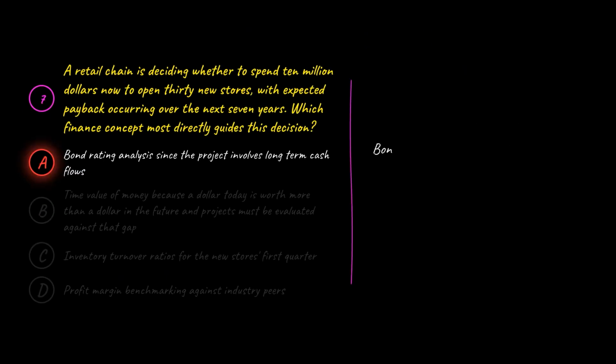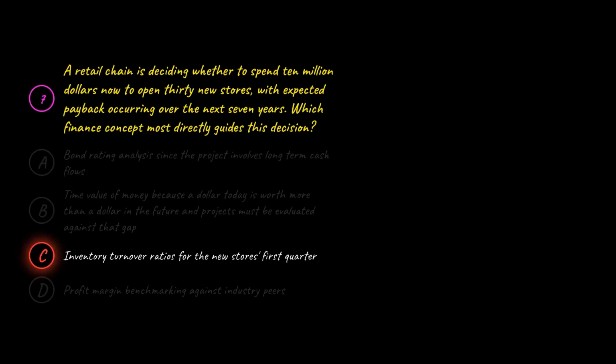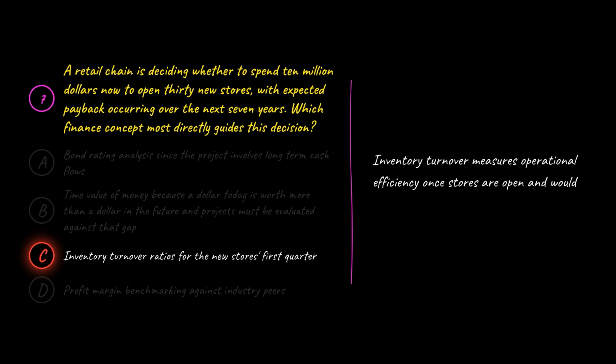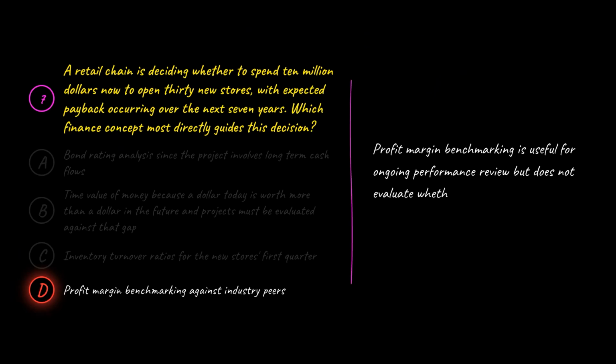A is wrong because bond rating analysis applies to debt securities issued by companies or governments, not to internal capital budgeting decisions about opening stores. C is wrong because inventory turnover measures operational efficiency once stores are open and would not drive the initial investment decision. D is wrong because profit margin benchmarking is useful for ongoing performance review, but does not evaluate whether to fund a multi-year capital project.